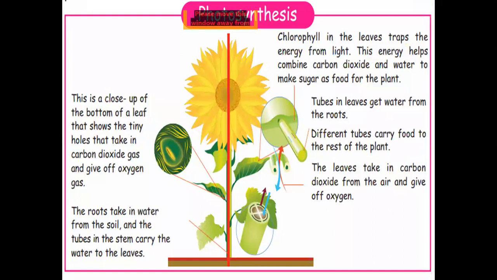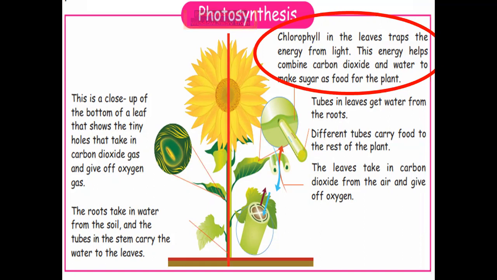Chlorophyll in the leaves traps the energy from the light. This is the importance of the chlorophyll. It traps the energy of the sunlight. This energy will help to combine what? To add carbon dioxide and water together to make the sugar as a food for the plant. This sugar will be stored in the form of starch.